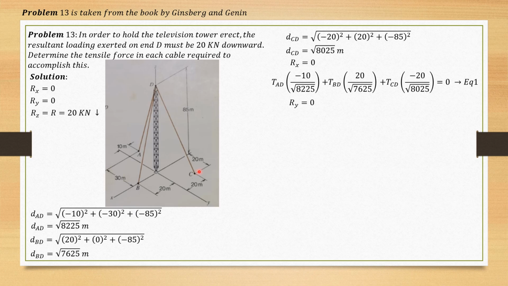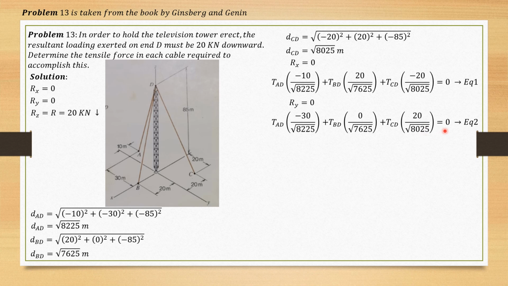Then for the Y component, Ry is 0. So tension AD times negative 30 divided by square root of 8225. For BD, tension BD times 0 over square root of 7625, but anyway, that's 0. Then for CD, tension CD times the Y component of distance, 20, over square root of 8,025 equals 0. Call that equation 2.